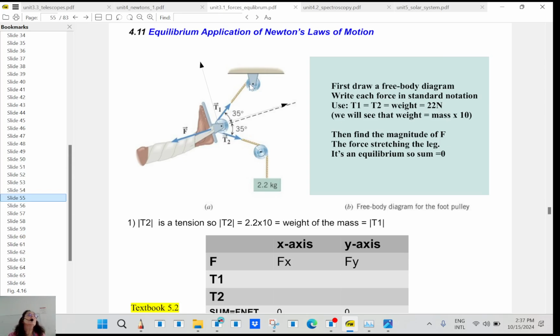Now, ask yourselves, do you agree? So first of all, when you have a rope like this, the rope cannot be stretched out. So do you agree that it will be the same tension being transmitted? So what's going to be the weight down there? Very good, 22 Newton. So you're going to have 22 Newton here and 22 Newton there, right? That's the force on the pulley. That's not the force on the leg. The force on the leg will be exactly in the opposite direction.